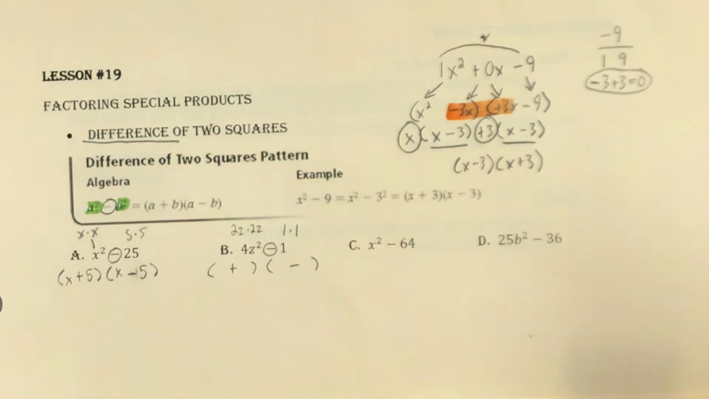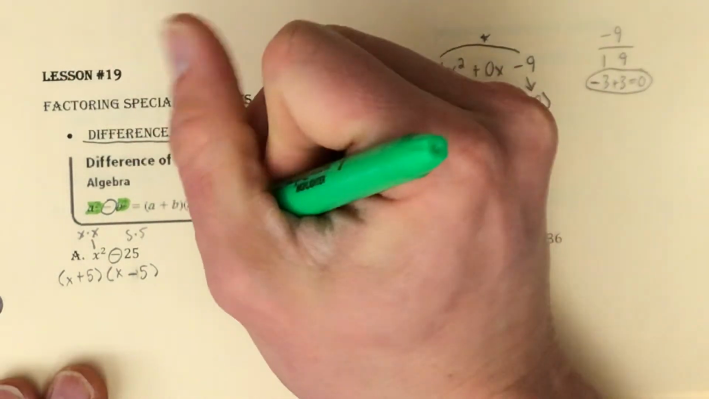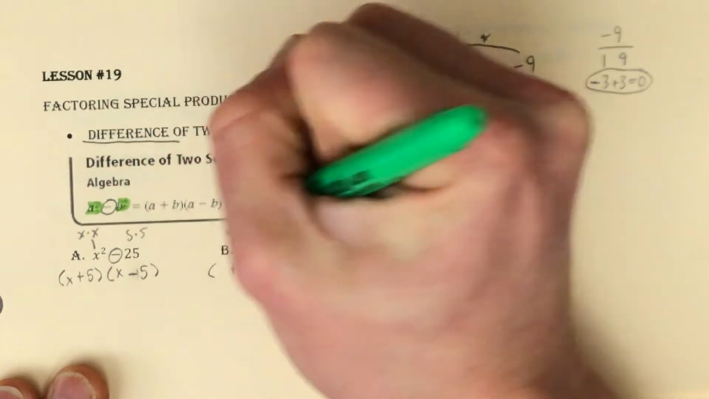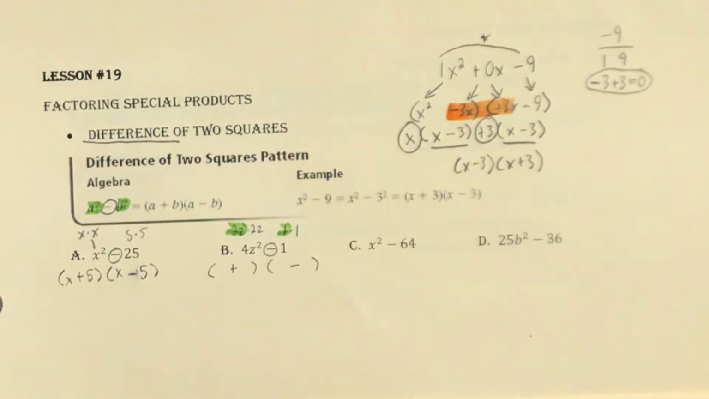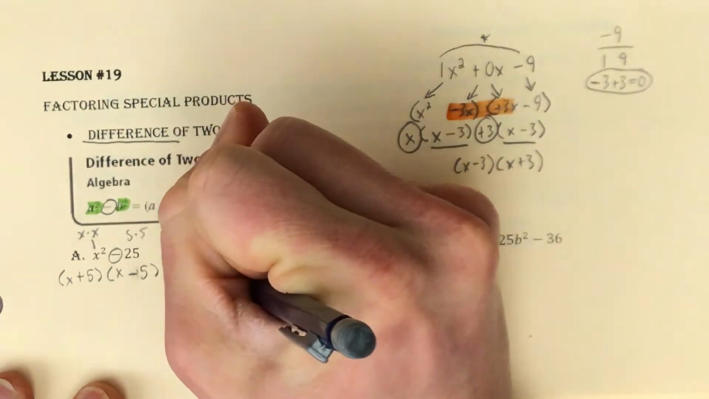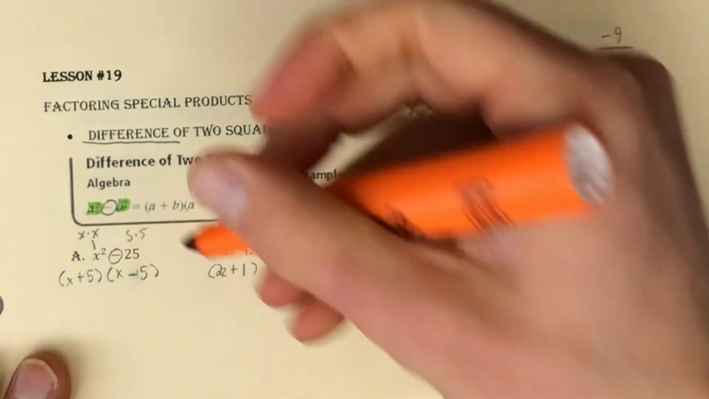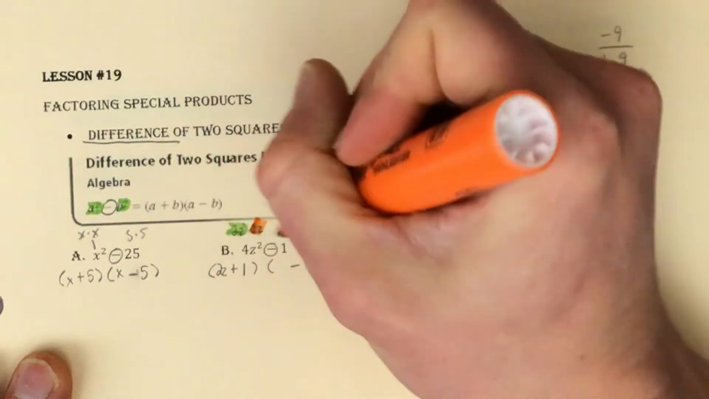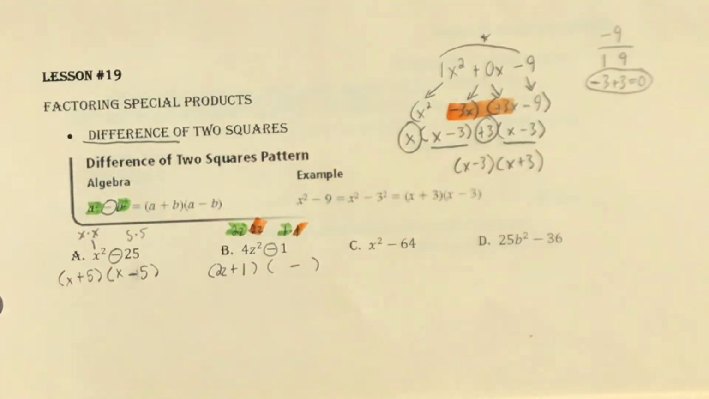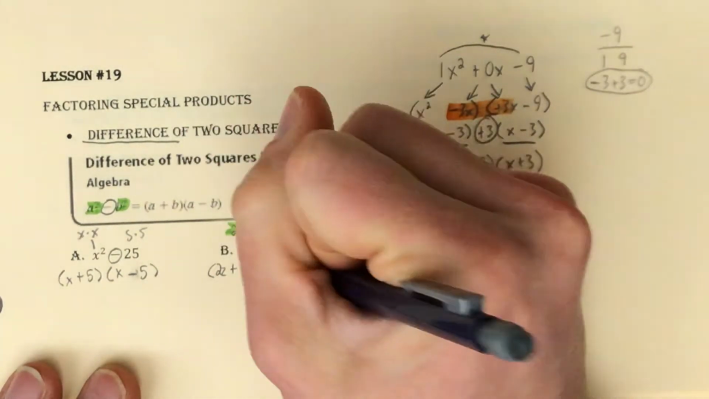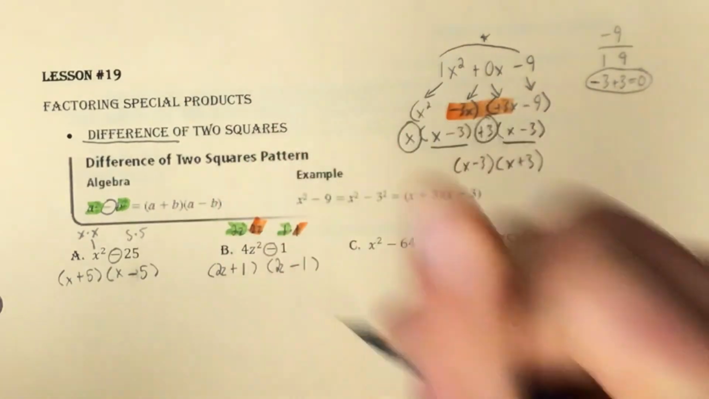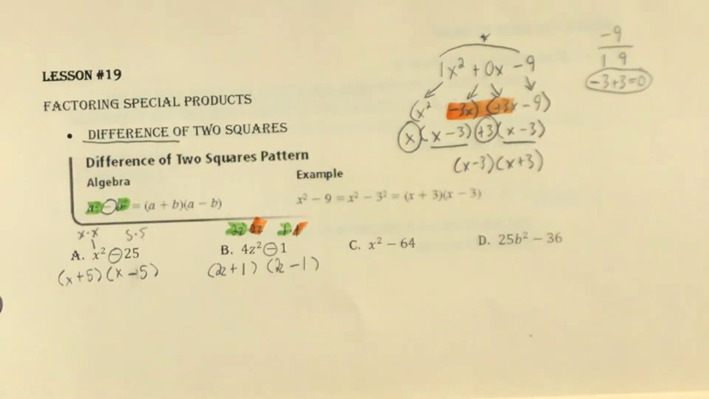For my first parentheses, I want to use the first term of each one, so I'm going to use 2z and I'm going to use 1. So 2z goes here and 1 goes there. For my second parentheses, I want to use the second term. So my 2z here and my 1 here. So 2z goes here and 1 goes here. So 2z plus 1 times 2z minus 1 is my difference of two squares when it's factored out.